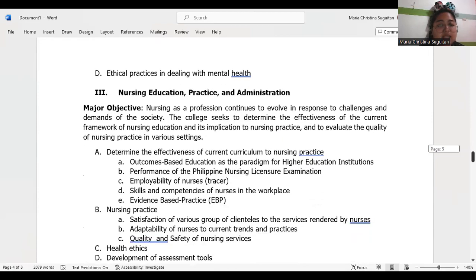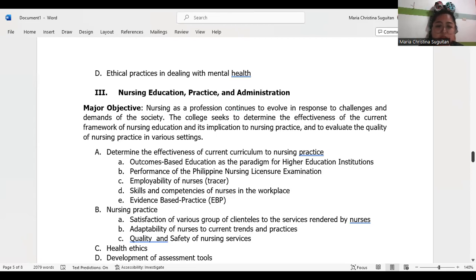And then next, we have nursing education, practice, and administration. So, upon the administration and education, ito po ang major objective. We have nursing as a profession continues to evolve in response to challenges and demands of the society. The college seeks to determine the effectiveness of the current framework of nursing education and its implication to nursing practice and to evaluate the quality of nursing practice in various settings. So, ayun nga sabi sa inyo, sa mga ate at kuya nyo, sa mga level 4, ito po yung main topics nila about nursing education, practice, administration.